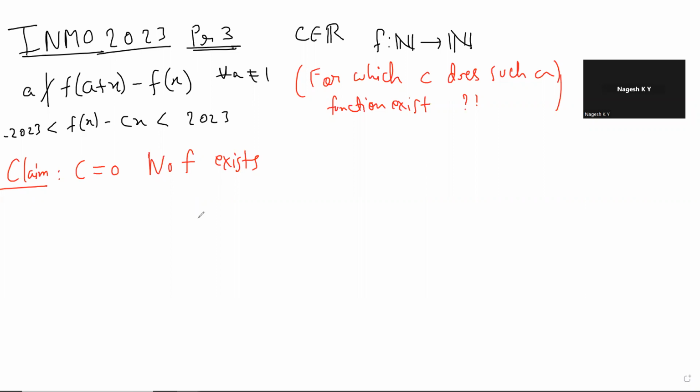So this INMO question is problem number 3. I'm not writing the question completely, you have to look at it from the reference. And we have proved so far that c cannot be equal to 0, meaning for c equal to 0, no such function exists.